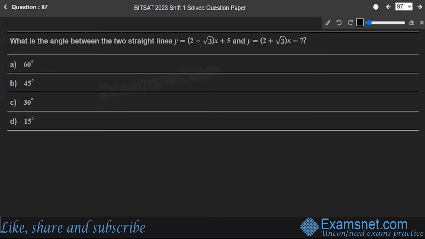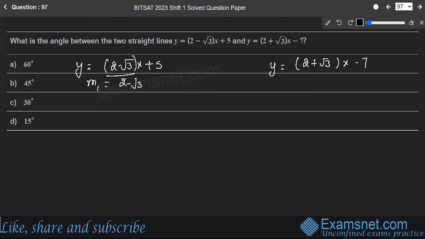What is the angle between the two straight lines, this and this? So that's quite easy. You have the equation of the two lines. Let's write them down. You have y is equal to (2 minus root 3)x plus 5. And another one is y is equal to (2 plus root 3)x minus 7. So here the first line slope is 2 minus root 3. And the second line slope is equal to 2 plus root 3.